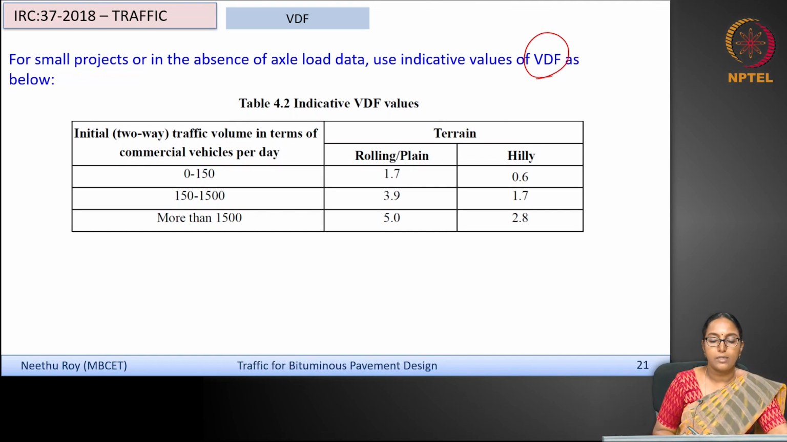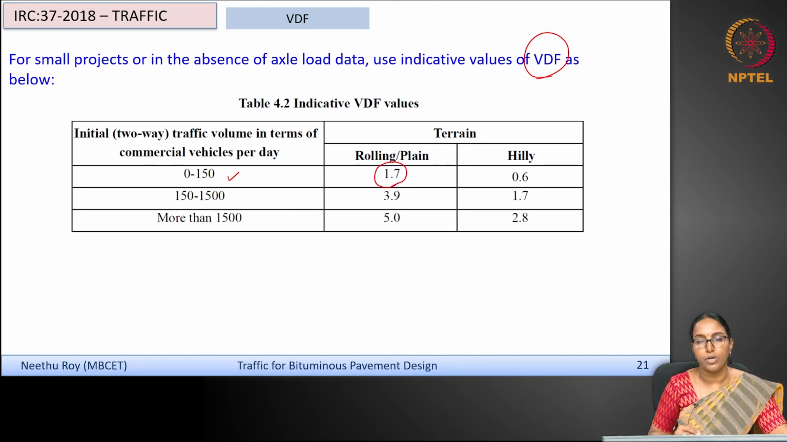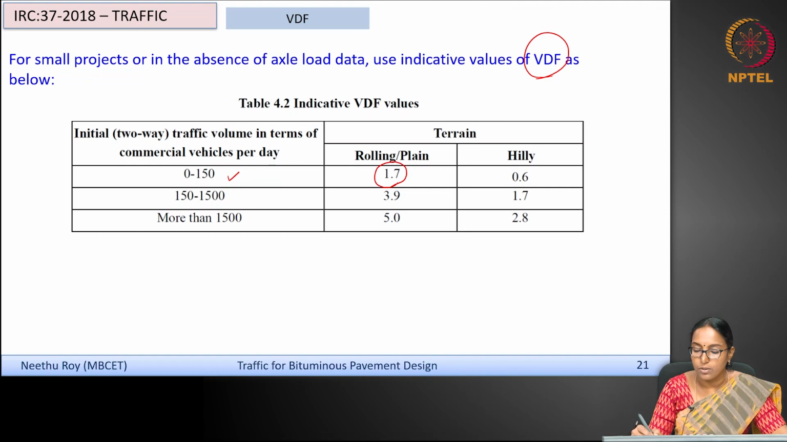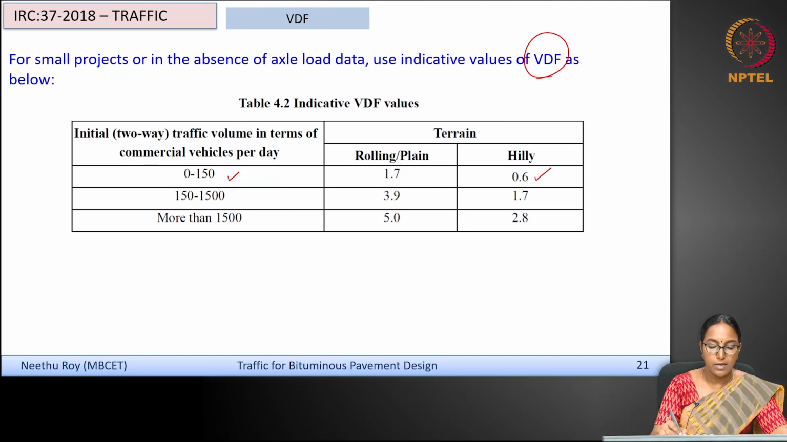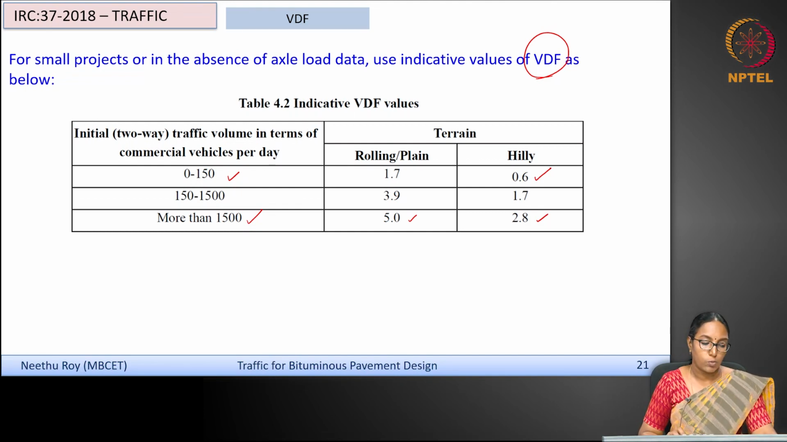If the initial two-way traffic volume in terms of commercial vehicles per day is 0 to 150, you can use a vehicle damage factor of 1.7 for plain or rolling terrain. IRC suggests different VDF values for plain and rolling terrain and hilly terrain. In hilly terrain, you can go for a VDF value of 0.6. Similarly, if the CVPD is more than 1500, you can use a vehicle damage factor of 5 or 2.8 respectively. So this is what IRC suggests if you don't have provision for conducting an axle load survey. This is done only for small scale projects.